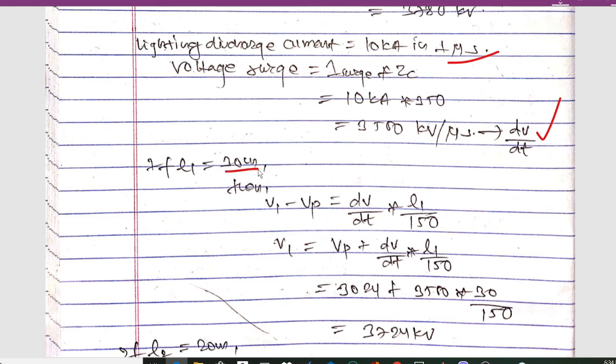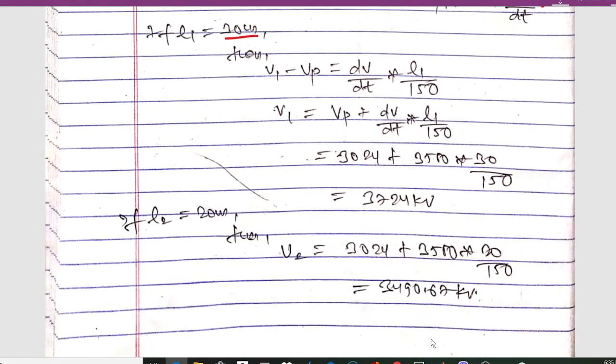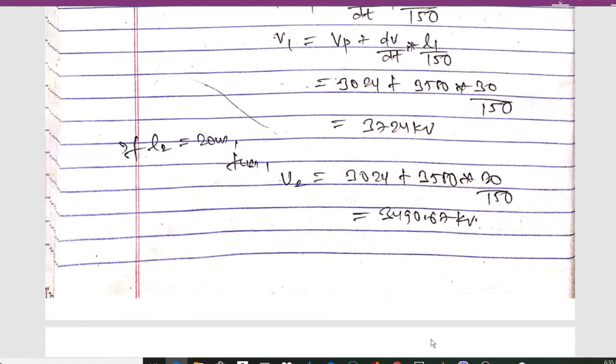So in the first case L1 equal to 30 meters, so here we have V1 minus Vp equals dV upon dt into L1 upon 150. So this is the empirical formula. From here V1 can be calculated as V1 equals Vp plus dV upon dt into L1 upon 150, and Vp we have obtained as 3024, and dV upon dt is given here as 3500 into L1 upon 150. In place of L1 we have 30 meters and 150, so it is going to give 3724 kilovolt.